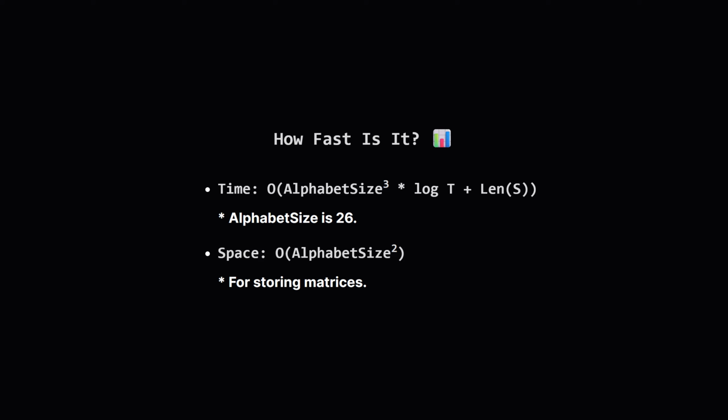Since 26 cubed is a constant, it's very efficient, especially when t is large. For space, we need to store a few 26 by 26 matrices, so the space complexity is proportional to the alphabet size squared. This is also quite modest.